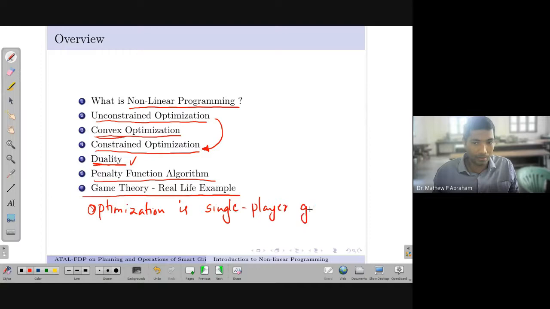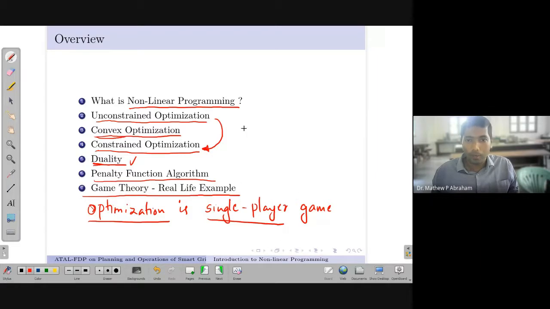game. Yesterday, Dr. Angur Kulkarni introduced games, and you have seen that there are many players in a game. If we reduce the number of players to a single player, that game becomes an optimization problem. If time permits, we will quickly look at what game theory is and its application using a real life example.